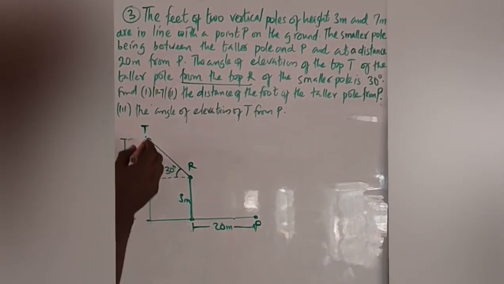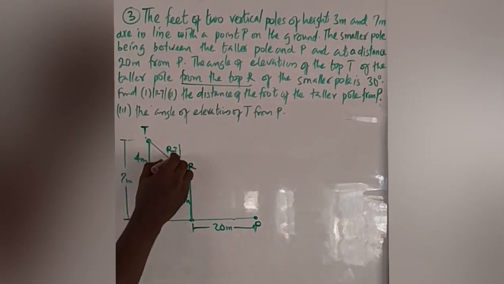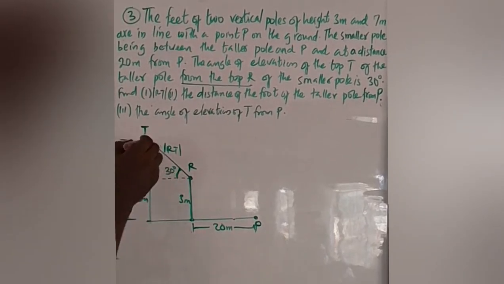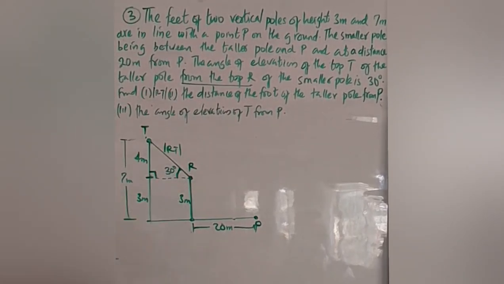It is very easy for us to get this RT. Why? Because we already know this side. This is 90 degrees. We have one angle. If one side and one angle is known, we can get the other two sides.